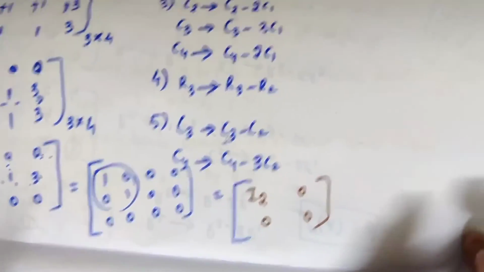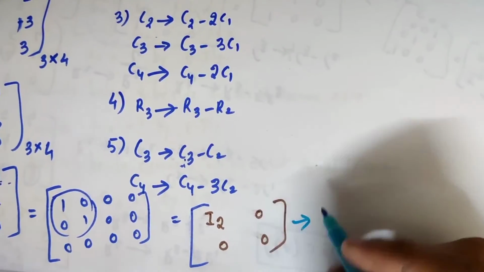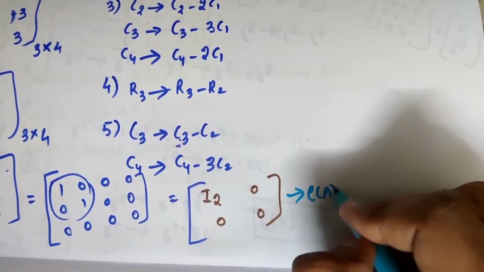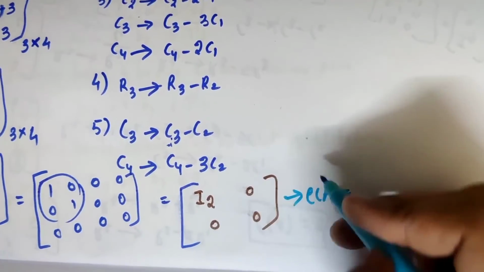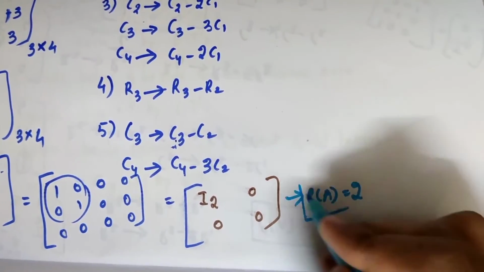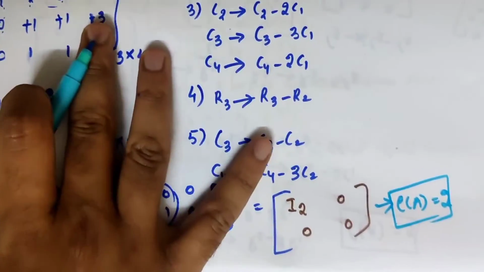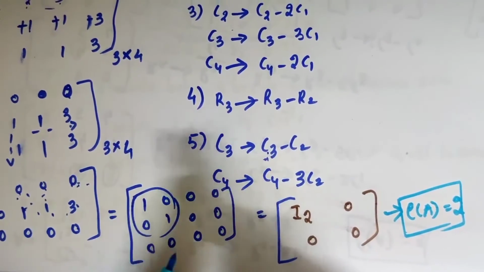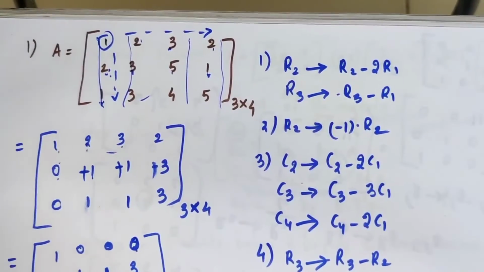From this we can conclude the rank of the matrix: the rank of A is nothing but the order of the identity matrix, which is 2. So the rank of A will be 2. So this is my normal form for what matrix? Rectangular matrices. So that's it about normal form.